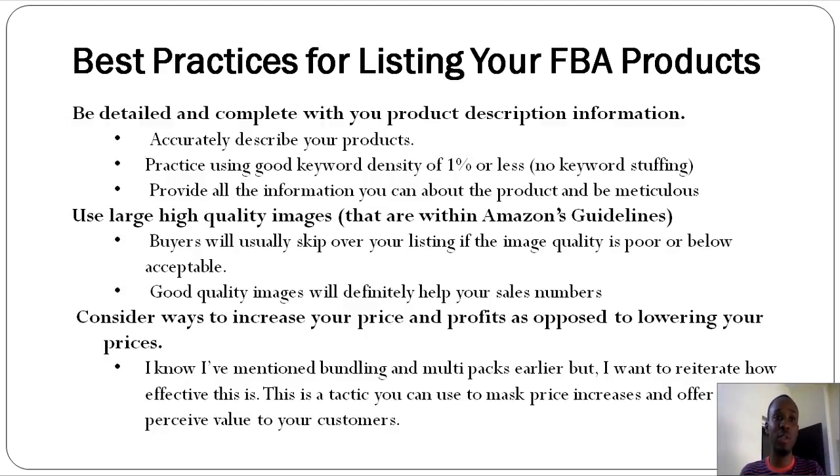The next thing that you should do in order to optimize your listings for your FBA products is that you should use large, high quality images that are within Amazon's guidelines. You can go ahead and Google what the Amazon image guidelines are, and just ensure that you follow those guidelines. Buyers will usually skip over listings if the images are of poor quality, basically below acceptable.